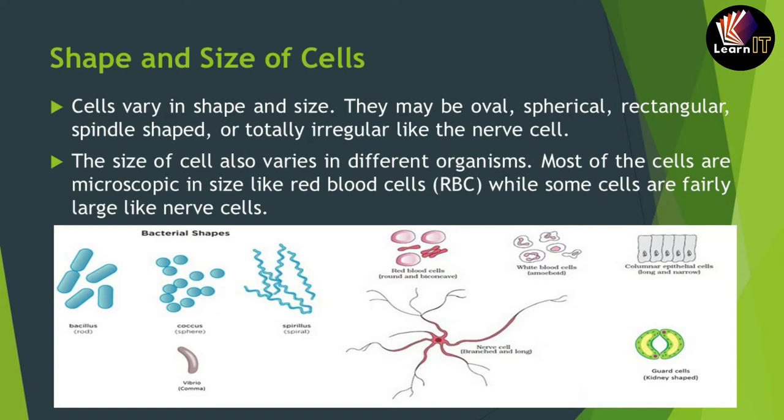The size of cells is also different in different organisms. But basically, most cells are microscopic, which means they cannot be seen with the naked eye. We can see an organ, we can see a tissue, but we can't see cells, like RBCs, red blood cells in our blood, which we can't see with the naked eye. But some cells are fairly large, such as nerve cells, which are longer in size.